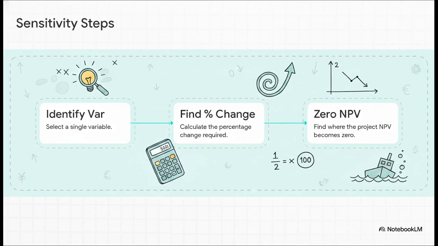Step 2, calculate the percentage change required. To do this, you take the NPV of the whole project, divide it by the present value of the specific variable you're testing, and then multiply by 100. That final percentage is your ultimate threshold, which leads us to Step 3. Say your sensitivity is 5%. Well, a 5% drop means your NPV goes negative, and boom, the project sinks.